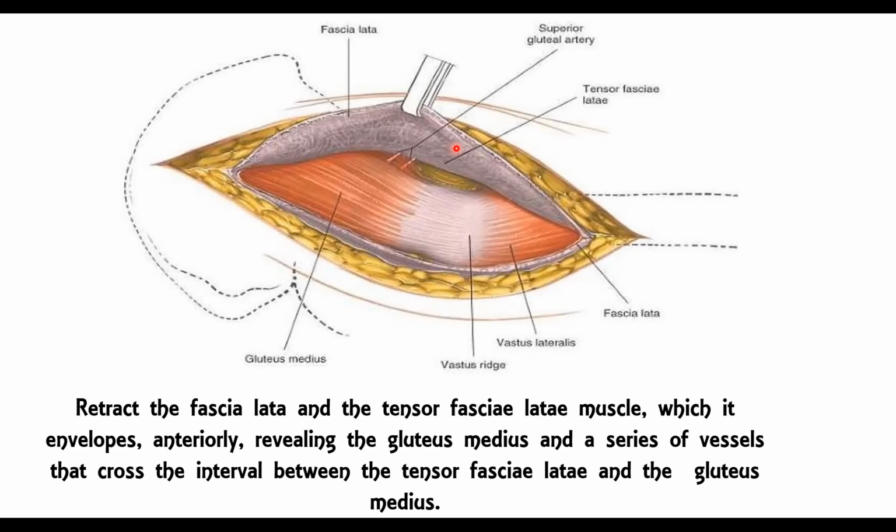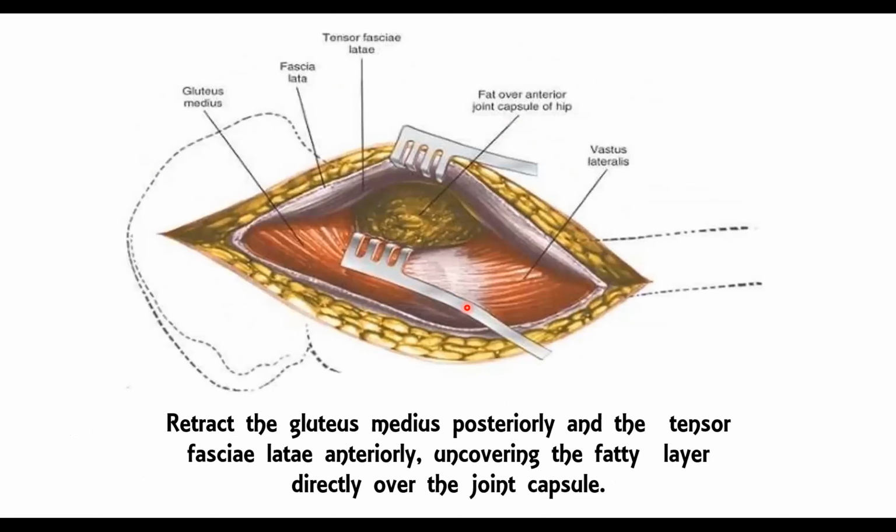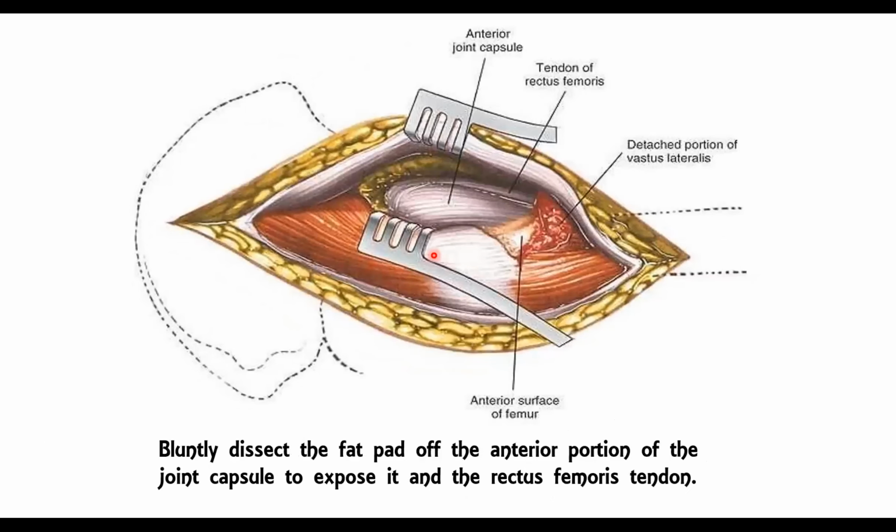Okay, this is the important thing. You will see the superior gluteal vessels attaching here. Okay, a series of vessels that cross an interval between TFL and gluteus medius. Then you see here, this is the gluteus medius abductor, which is retracted posteriorly. You see, this is the tensor fascia lata, which is retracted anteriorly, uncovering the fatty layer directly over the joint capsule. Okay, this is the beauty of the Watson and Jones approach.